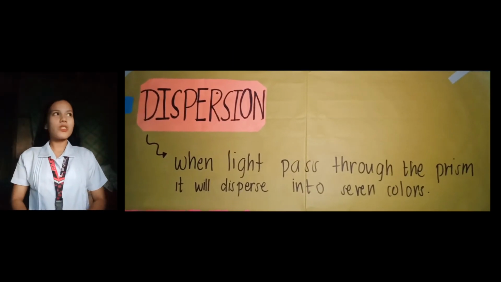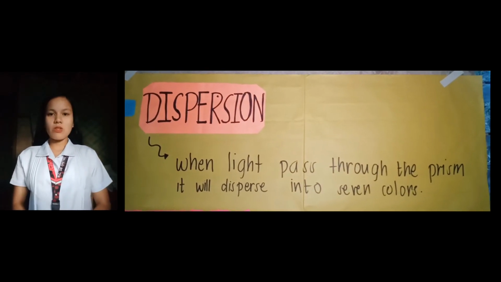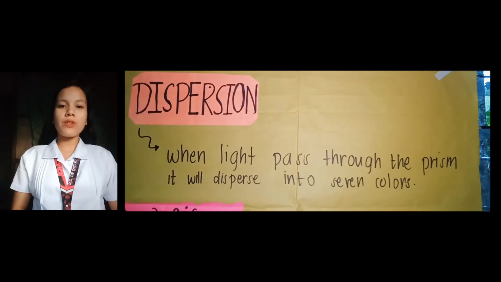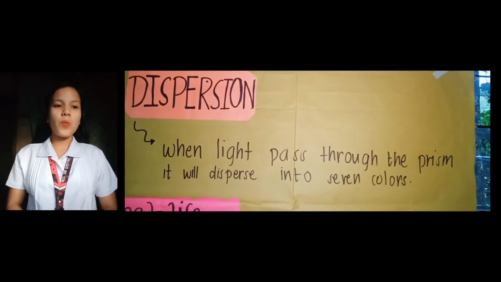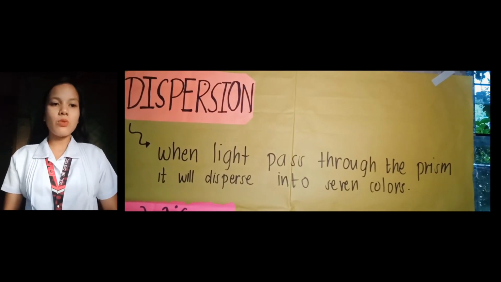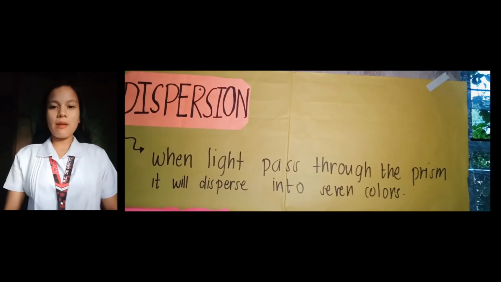Dispersion. It occurs when light passes through a prism and disperses into 7 colors. When we say dispersion, it occurs whenever there is a process that changes the direction of light. As the white light moves through the prism, the different colors bend by different amounts.